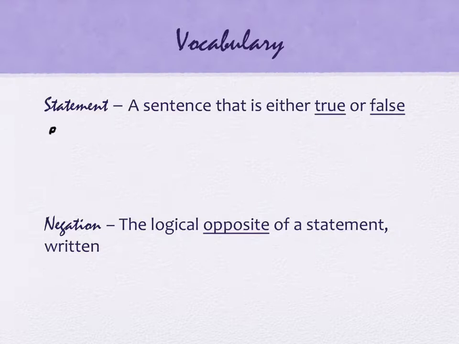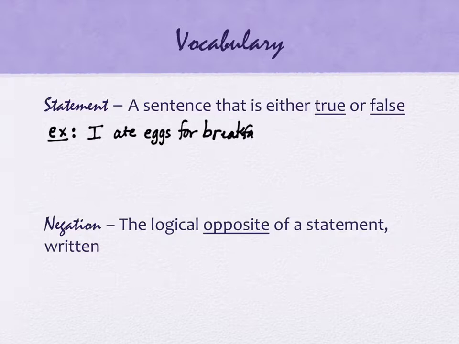And I want to give you both an example and a non-example. So an example of a statement would be, I ate eggs for breakfast. That is either true or false. I can't sort of kind of halfway eat an egg for breakfast. I either did or I didn't. Okay? And in fact I did, just in case you're curious. I did eat eggs for breakfast, yeah. So this is a statement because I can actually say yes, it's true or no, it's false.